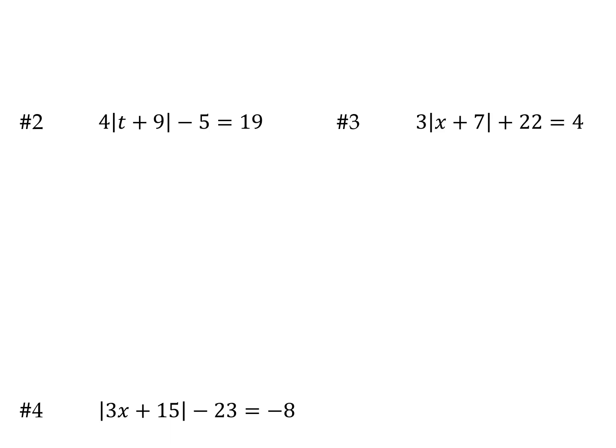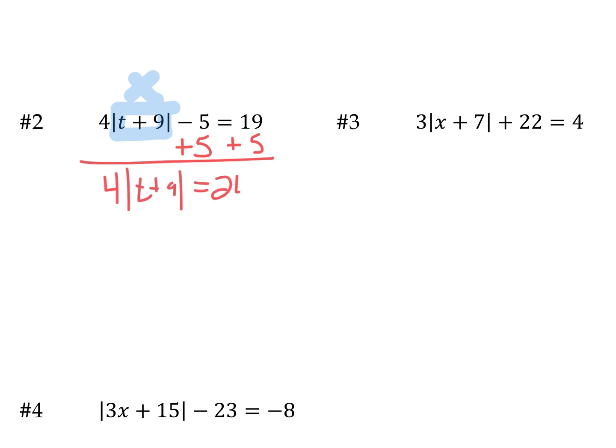As we see some more absolute value equations to solve, again, keep in mind that very first important thing, we have to get the absolute value expression by itself. So we need to add 5 to both sides here, right? We're trying to get this expression right here by itself. That's like our x, if you will. So as we try to get the absolute value expression by itself, we'd add 5 to both sides. We'd have 4 absolute value of t plus 9 equals 24.